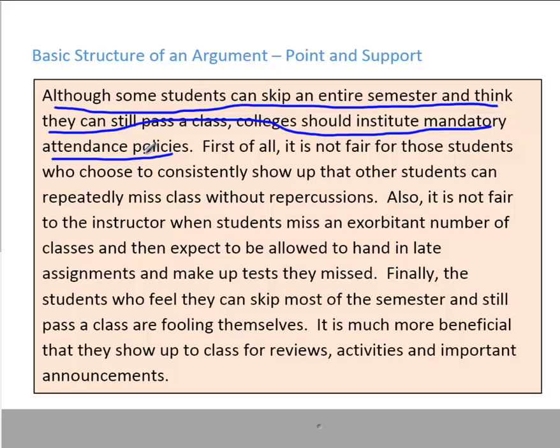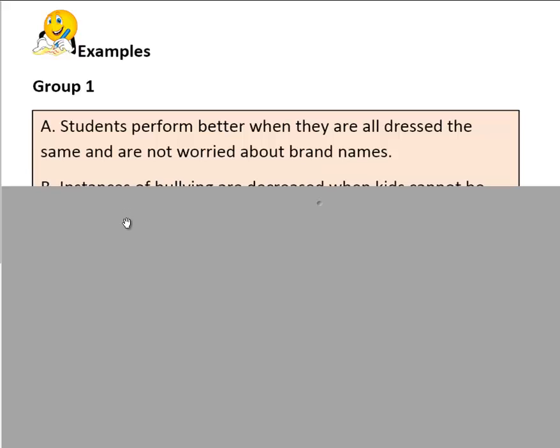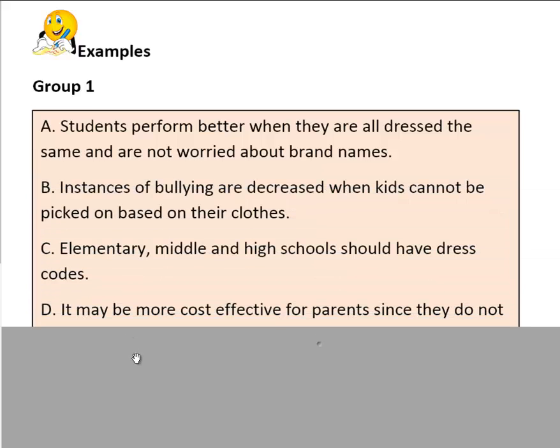Here are some other examples in which there are 4 statements. 3 of them are statements of support, and 1 of them is the point. As I'm reading them, I want you to look at these sentences and see if you can figure out which one is the point. Let's take a look at group 1 first.